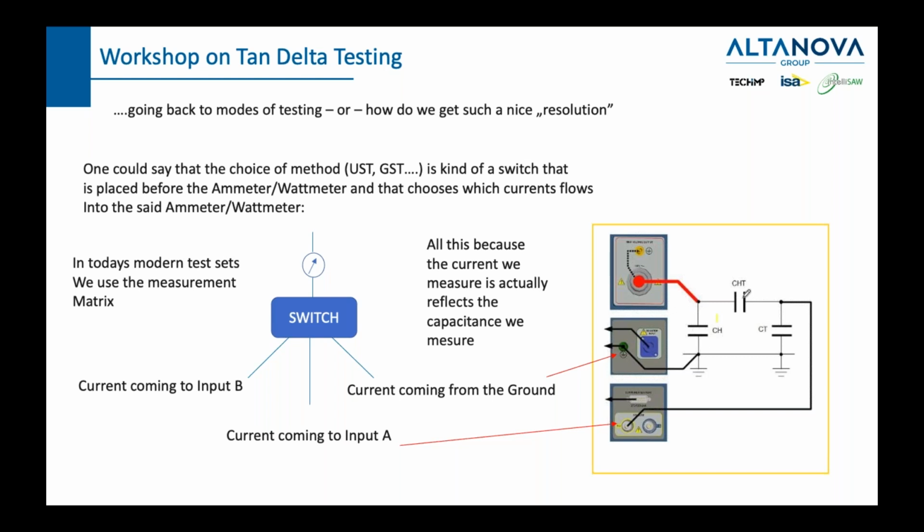You understand? So in today's modern test sets, we mostly have two inputs, input A, input B, but don't forget that we always have grounding. This is why grounding is important. Grounding is the third input. And this switch tells me, will I just measure this current or maybe only this current? Or maybe I will measure these two currents, or maybe this current and this current, or maybe I will measure all of them. That will define whether I have a UST or a GST.